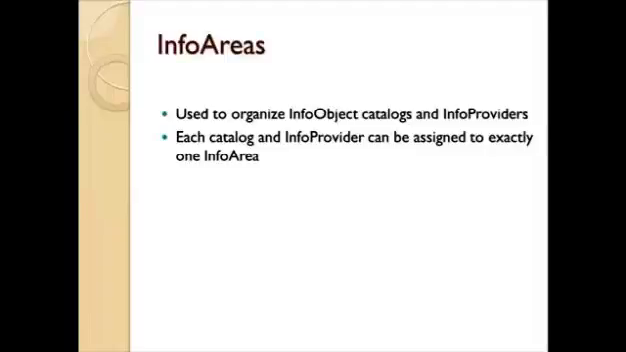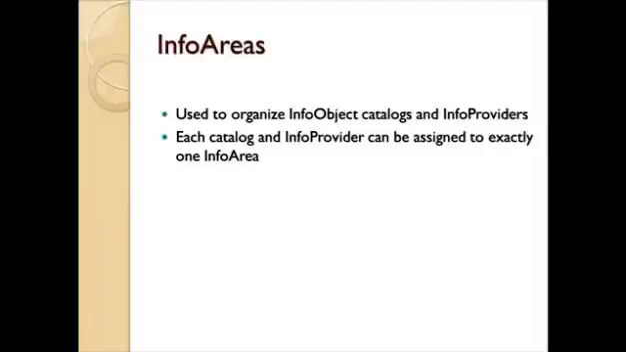Now, if you're looking at info area to catalogs and info providers, that's a one-to-many relationship. One info area has many catalogs or many info providers. But each catalog can be assigned to exactly one info area. So each catalog cannot belong to two different info areas, for instance.